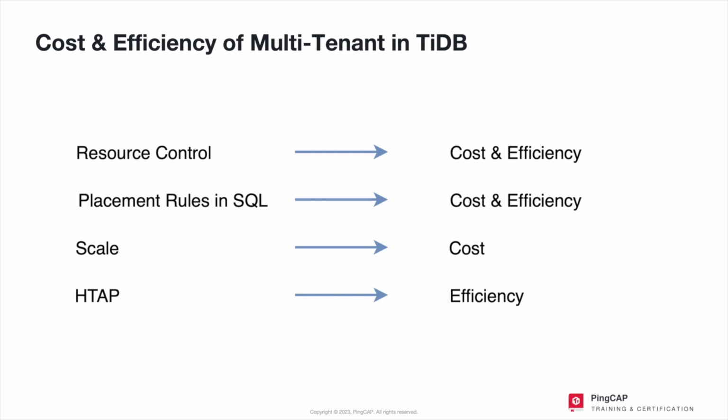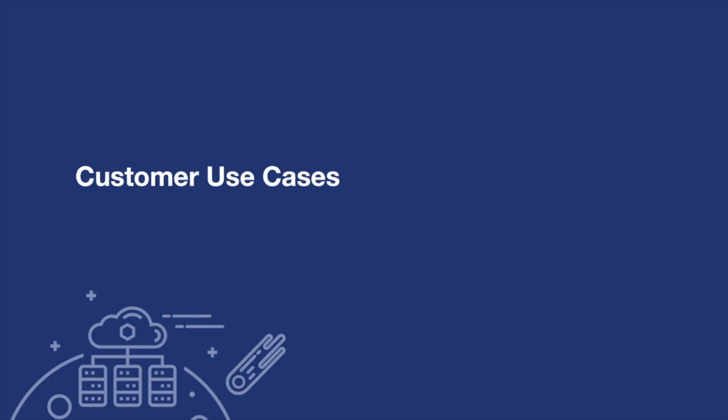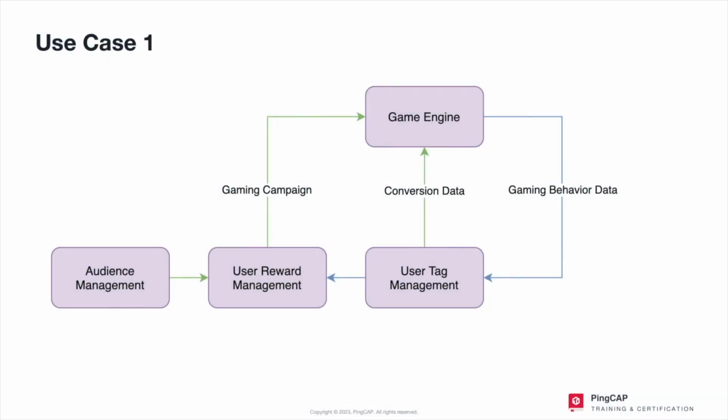So to review what we discussed, resource control helps with cost and efficiency. Placement rules in SQL also help with cost and efficiency. Scale helps with cost, and HTAP with efficiency. We will discuss customer use cases. Our first case study covers a gaming company. The diagram shows the company's abstract architecture. We will see their specific database architecture shortly.